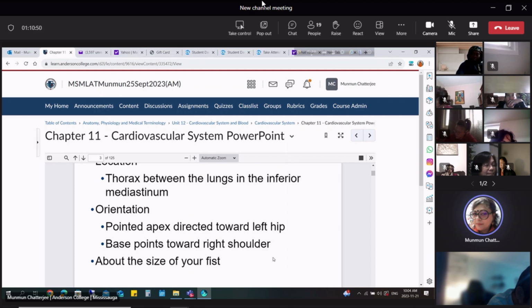So that's why when you get right chest pain, that is more worrying than left chest pain. And how big is our heart? Can you imagine? It's the size of your fist. So small, but doing what type of job?